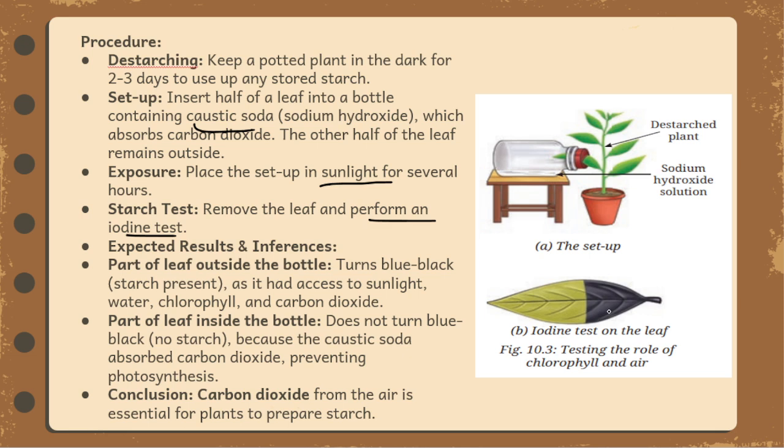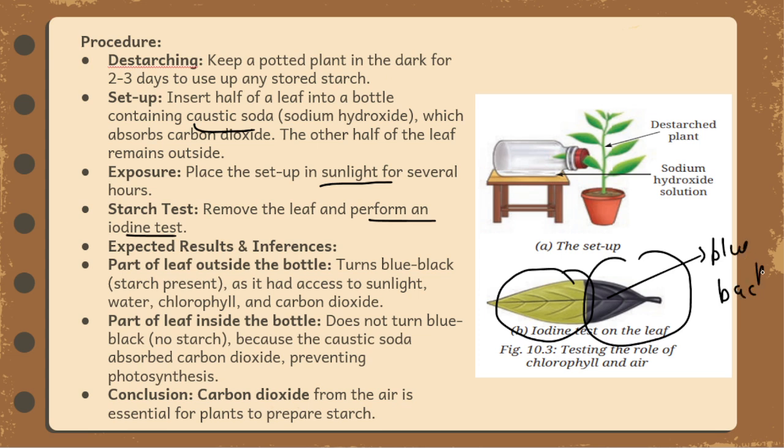And what you will observe here is that the part which is outside the bottle will turn blue black. Why? Because it has access to sunlight, it has access to water, it has access to chlorophyll, carbon dioxide, and hence the photosynthesis process has taken place and starch is formed. But on the other hand, the part of the leaf which was inside the bottle does not have blue black color because there is no starch. And why is there no starch? Because of the caustic soda.